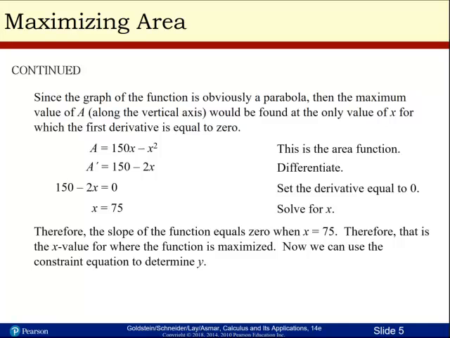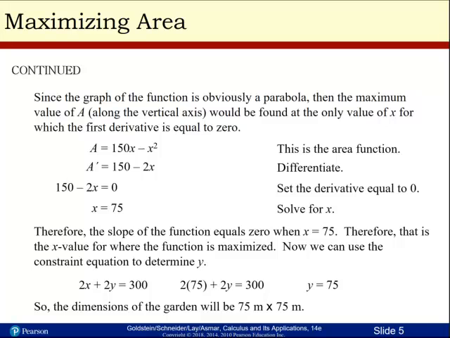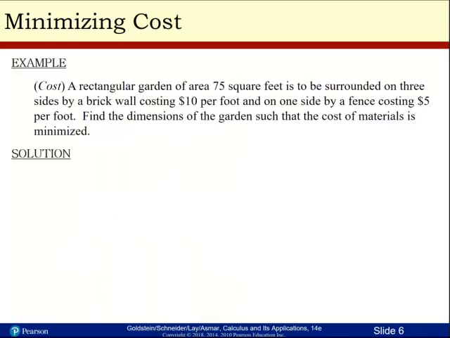Now we can use this constraint equation to determine y. If I know that 2x plus 2y equals 300 and x is 75, well, that means that y must be 75 as well. The dimensions of the garden will be 75 meters by 75 meters.